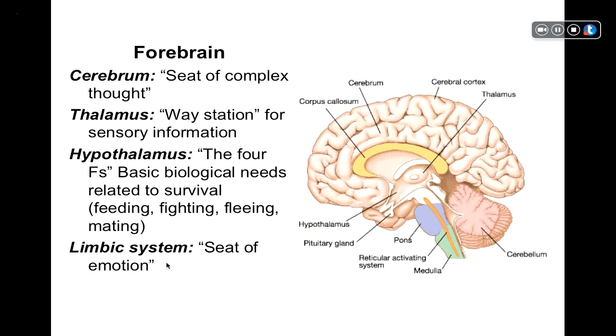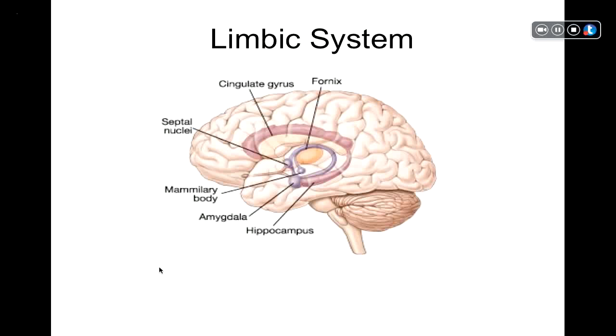And then the limbic system you can think of as the seat of emotion. And the limbic system, which you'll see on the next slide, is a constellation of various structures that function in the generation of emotions and in the experience of emotional memory. So the limbic system is comprised of these structures. A couple that I want you to pay attention to: the amygdala, which is a small almond-shaped structure here, and the hippocampus. And the reason why I ask you to pay attention to these is because the role of the limbic system is the experience of emotion.